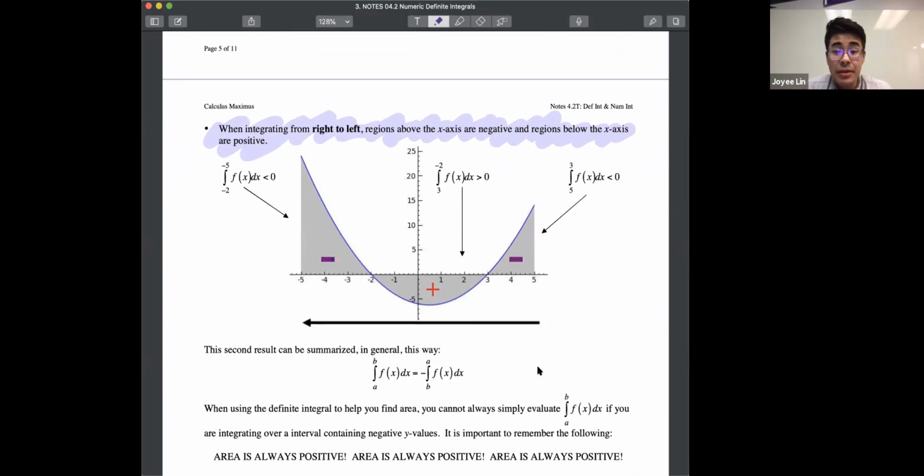And then the other thing is you can also integrate from right to left. If you were to integrate from right to left, then basically the signs flip, right? Anything above the x-axis is negative and anything below the x-axis is positive. Or if it helps you make more sense of it, you could also write it this way. If you flip the bounds of your integral, it would be as if you get the negative version of your answer.